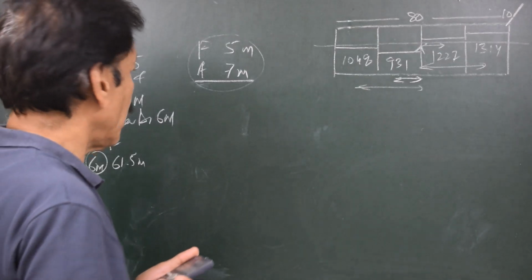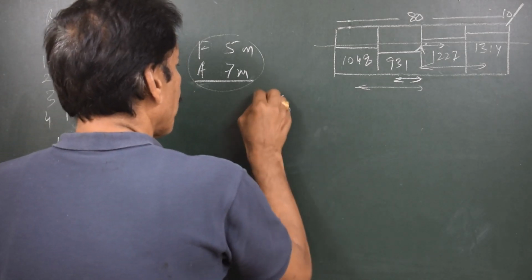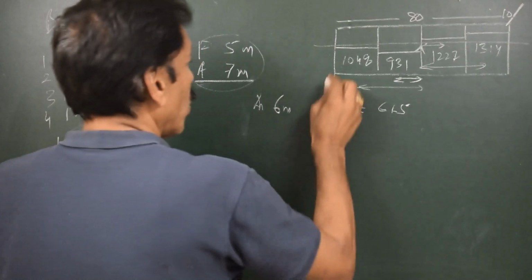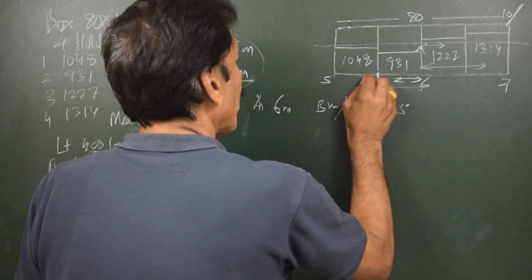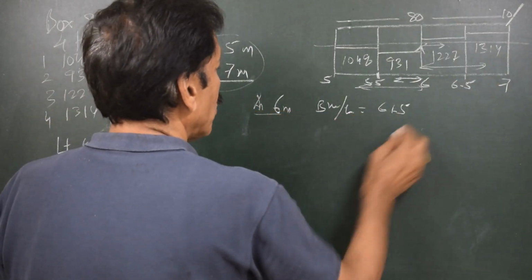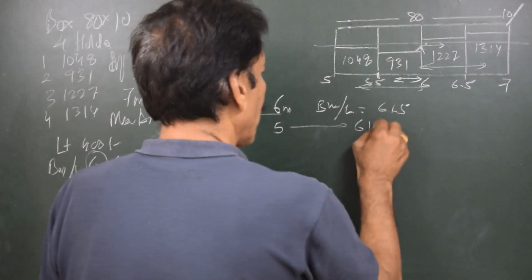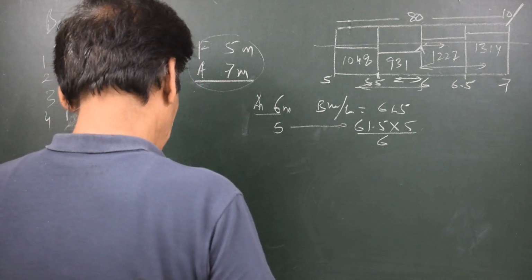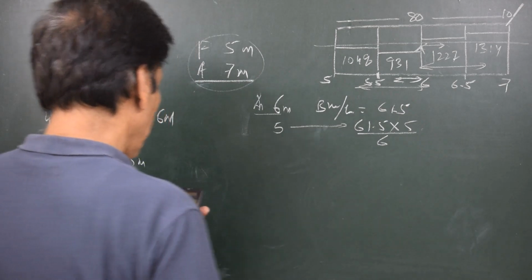Now the buoyancy per unit length depends on the draft, and at 6 meters draft the buoyancy per unit length is equal to 61.5. If the draft here is 5 meters, and here 7 meters, the draft at this point should be 5.5 meters and at this point 6.5 meters. So at 6 meters the buoyancy per unit length is 61.5, so at 5 meters it should be 61.5 into 5 divided by 6, which gives me 51.25.